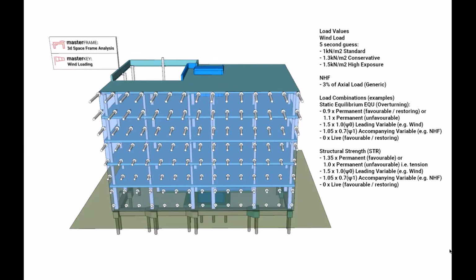In most countries with low seismic risk, the most significant loads the shear walls will resist are wind loads. And if you're doing some simple calcs, there are some quick numbers you can use for preliminary sizing. I particularly like the iStruct guide titled Conceptual Design of Buildings, and it gives some good outline guidance for wind loads for a quick 5-second estimate, as well as longer 10-minute guesses. The very common 5-second estimates would be 1 kilonewton per meter squared standard, 1.3 for conservative, and then 1.5 kilonewtons per meter squared for high exposure sites.